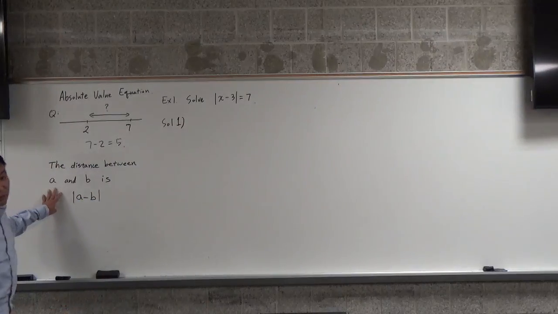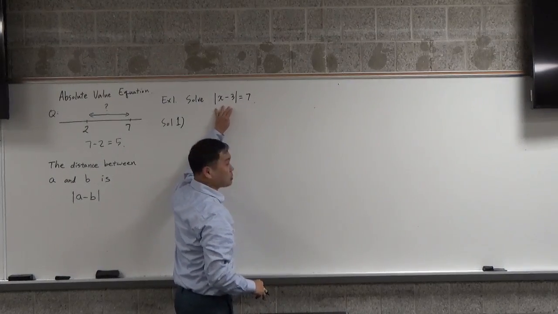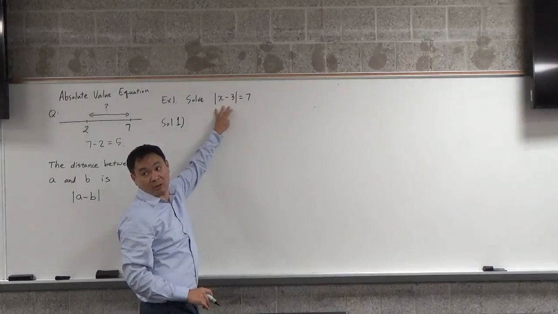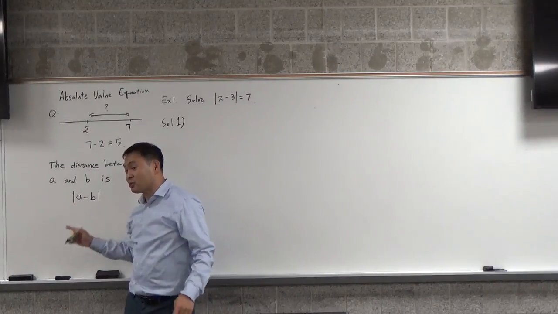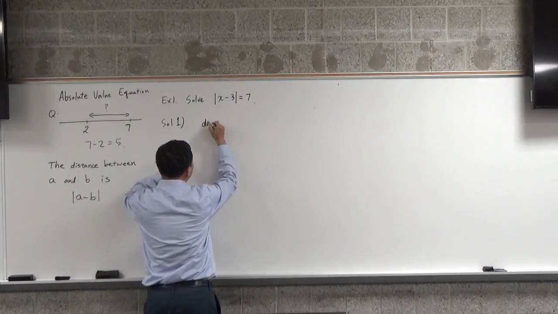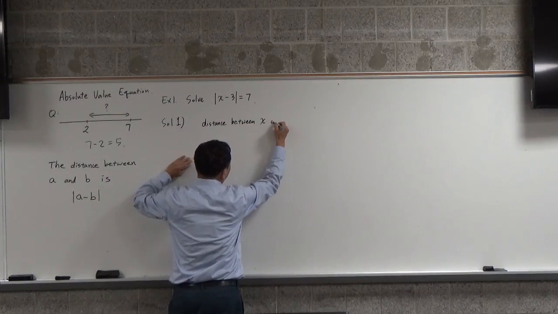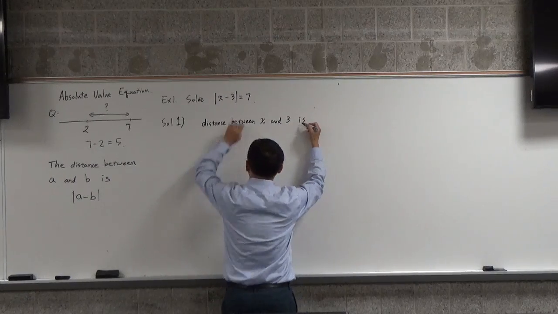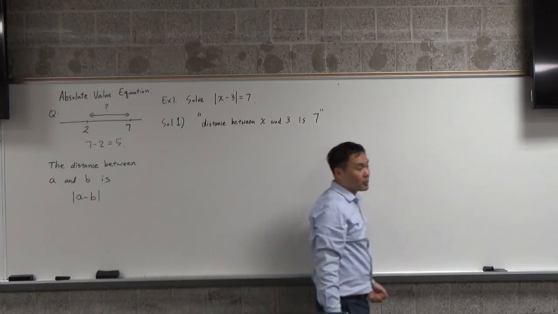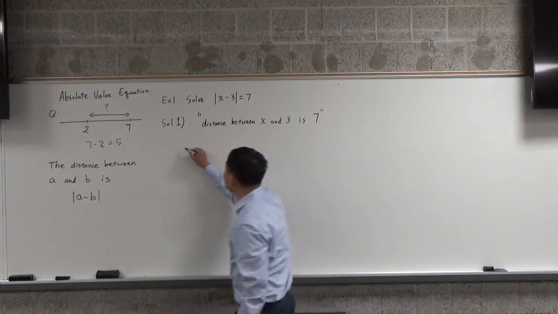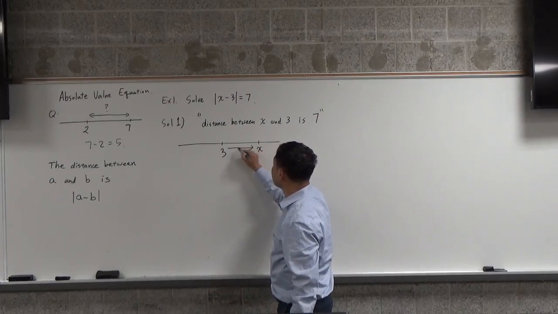In light of what we just found out, we're going to interpret this left side. So this left side is the distance between what two numbers? x and 3, right? You subtracted two numbers and took the absolute value. So the left side is the distance between x and 3, which is equal to 7. That's what this equation is saying. And that means you can draw the number line. And here is 3. Here's some x. And you want this distance to be 7.